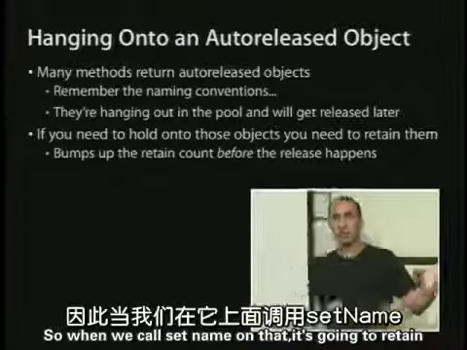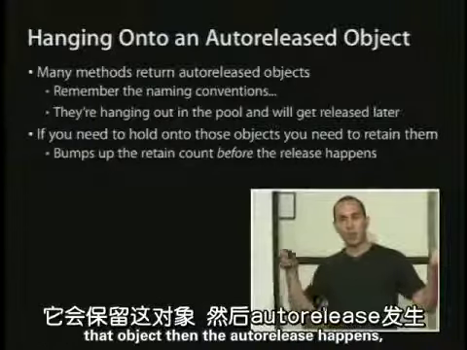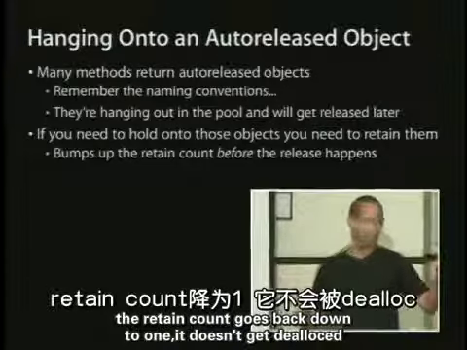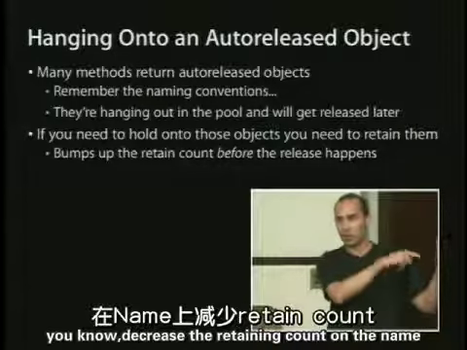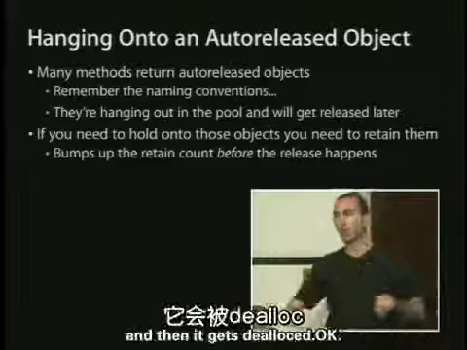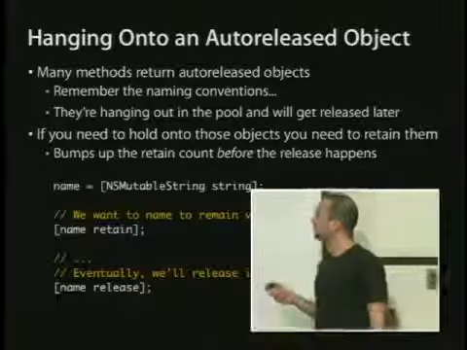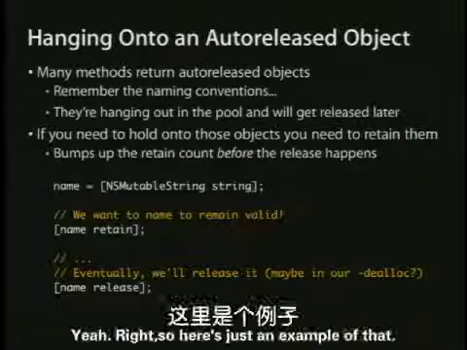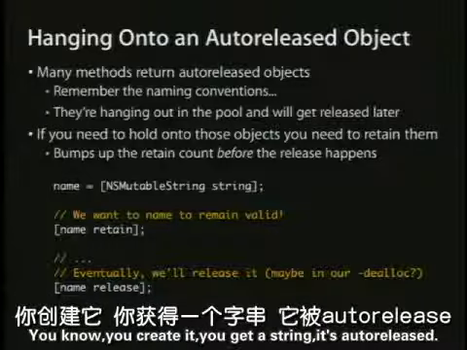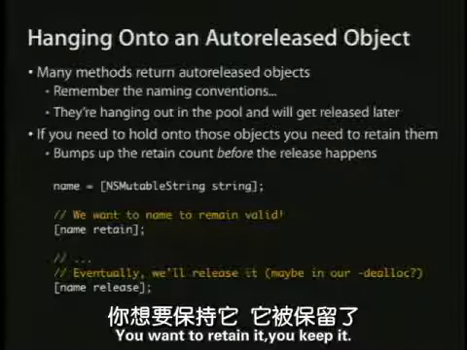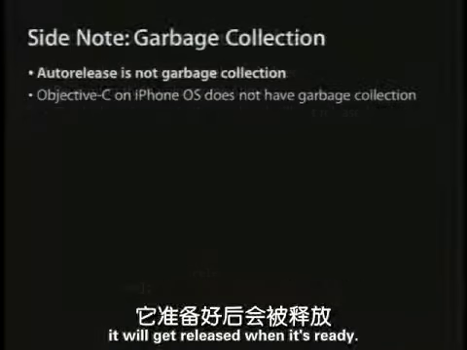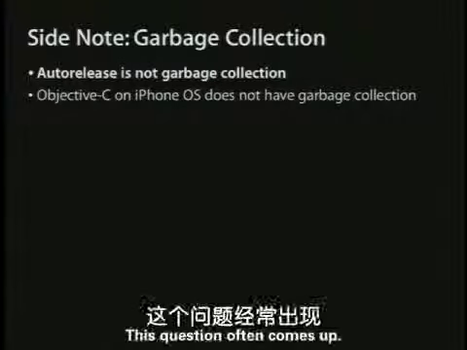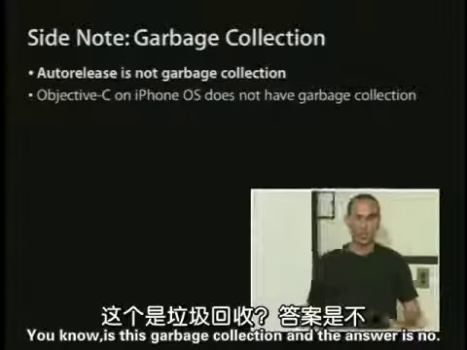So if you want to hang on to an object that is auto-released, you can bump the retain count. Let's say you create an NSString, which is auto-released because you called NSString with format or something like that, but you want to hold on to that for later. You call retain on it. That's the case where we assign it to an instance variable in a setter. So when we call setName on that, it's going to retain that object. Then the auto-release happens, the retain count goes back down to 1, and it doesn't get dealloced. And then when we deallocate our person object, that's when we're going to decrease the retain count on the name, and then it gets dealloced. Okay.